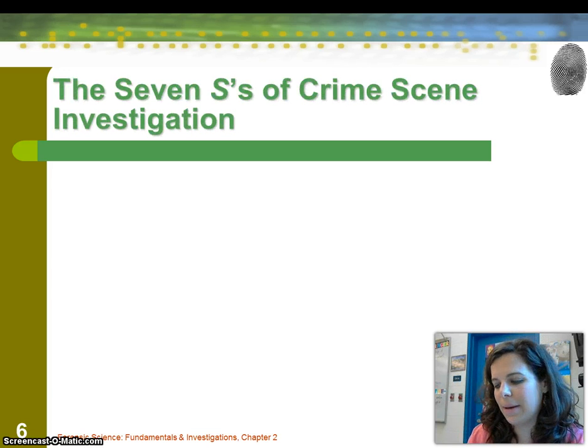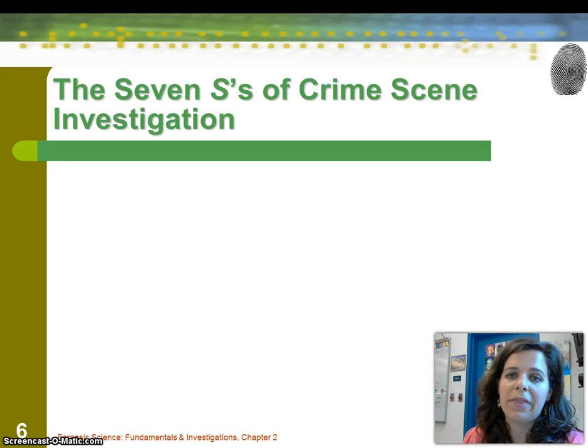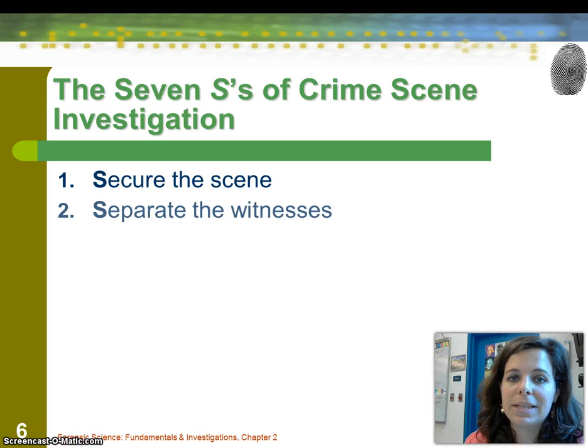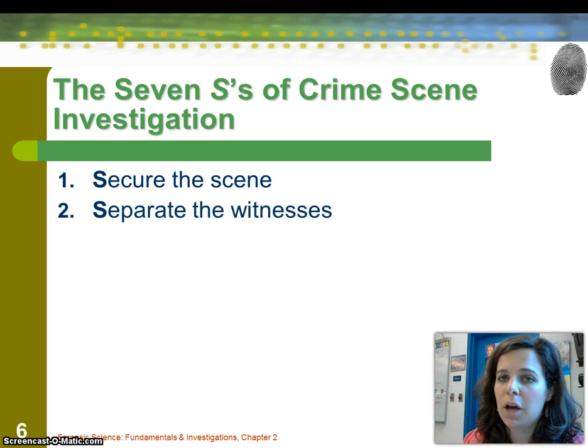When you are going to a crime scene, there are 7 S's to remember about what you need to do at the crime scene, and they go in order of what you want to do. So the first one is to secure the scene. That's when you see the caution tape roped off, you're going to guard the scene, have police people there. So you want to secure it. Second thing you want to do almost immediately is to separate the witnesses, and that's so they don't talk to each other. You don't want their memories affecting one another.